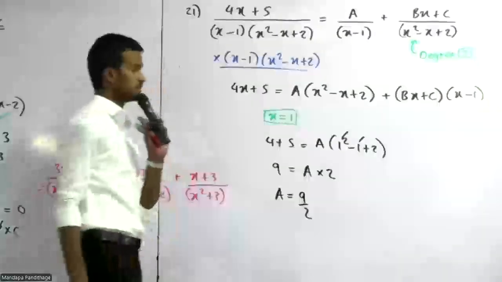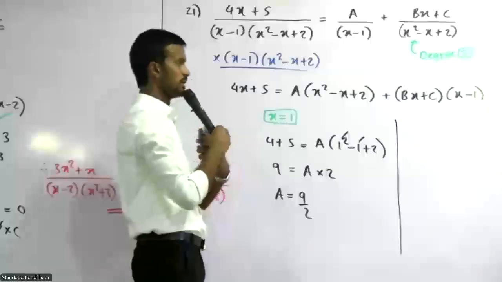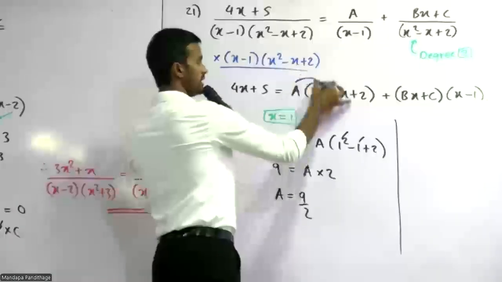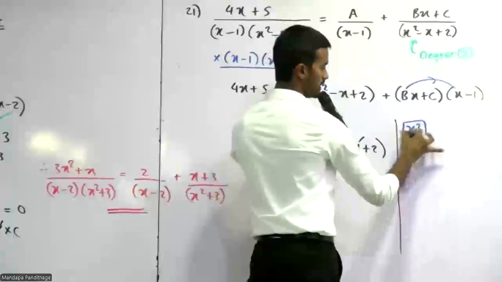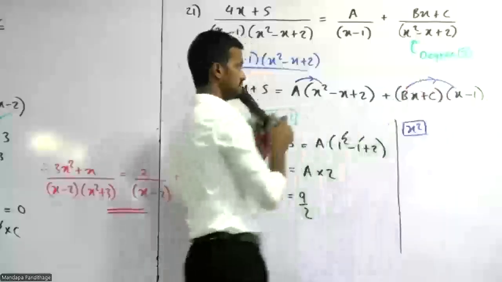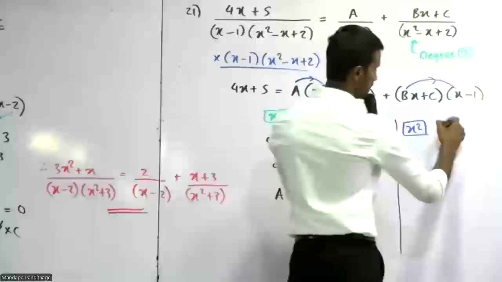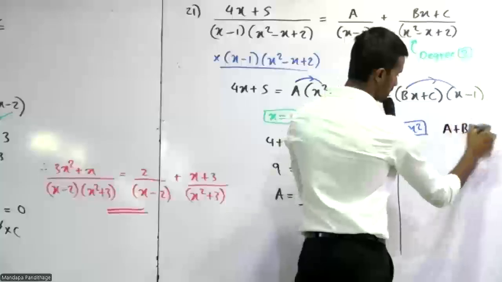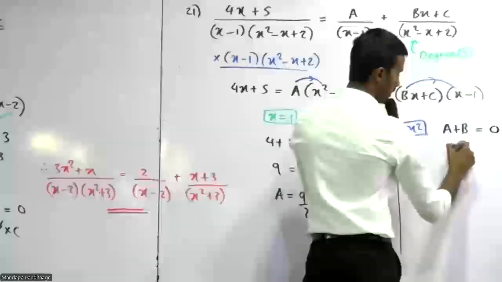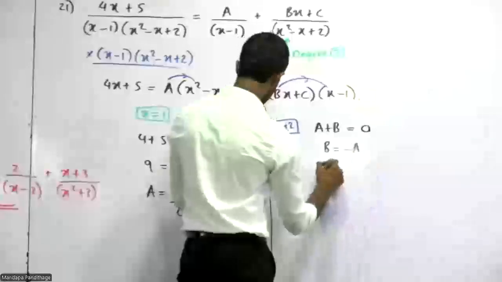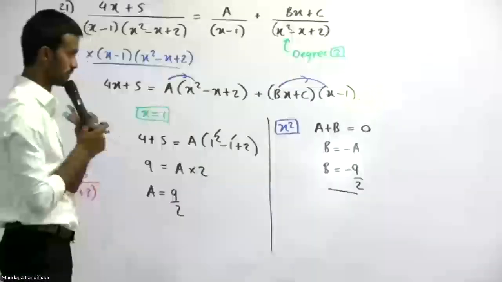This is good. So after getting A, it is the same drill. Consider the x squared. So how many places are there? We get x squared from here and bx into x. So when you consider x squared, it's this and it is this. So here the coefficient is A and here the coefficient is B. A plus B is equal to, look at the left hand side, there's no x squared, which means the coefficient is 0. B is equal to minus 9 over 2.